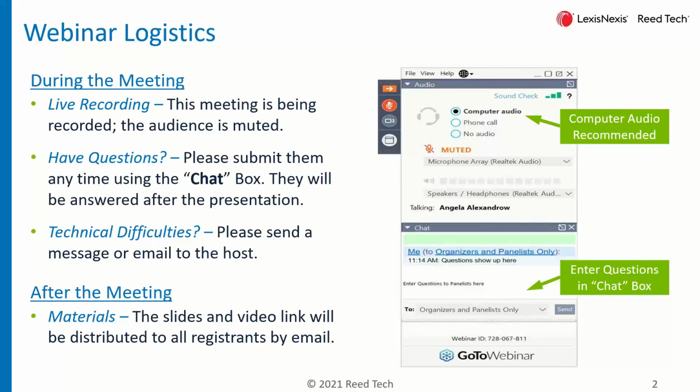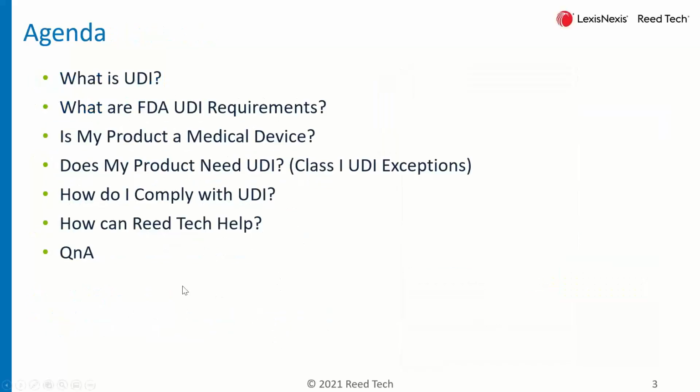All right, and then let's take a look at today's agenda. We're going to walk through some questions about UDI. We're going to do a brief definition of what is UDI, what are the US FDA UDI requirements, and look at different categories of medical devices. Is your product a medical device? Do you need UDI, or does your device fall into the Class I exception categories? And then we'll follow up with how to comply and how ReTech can help.